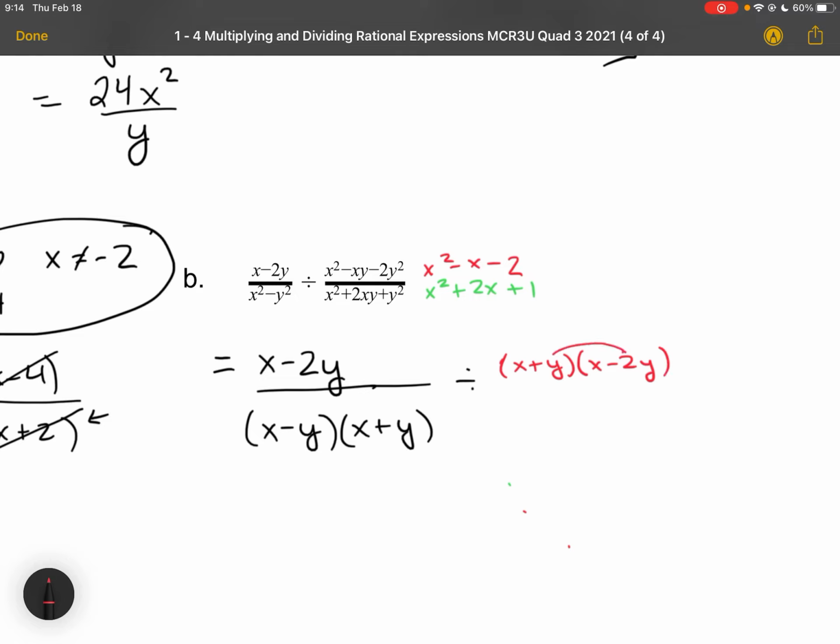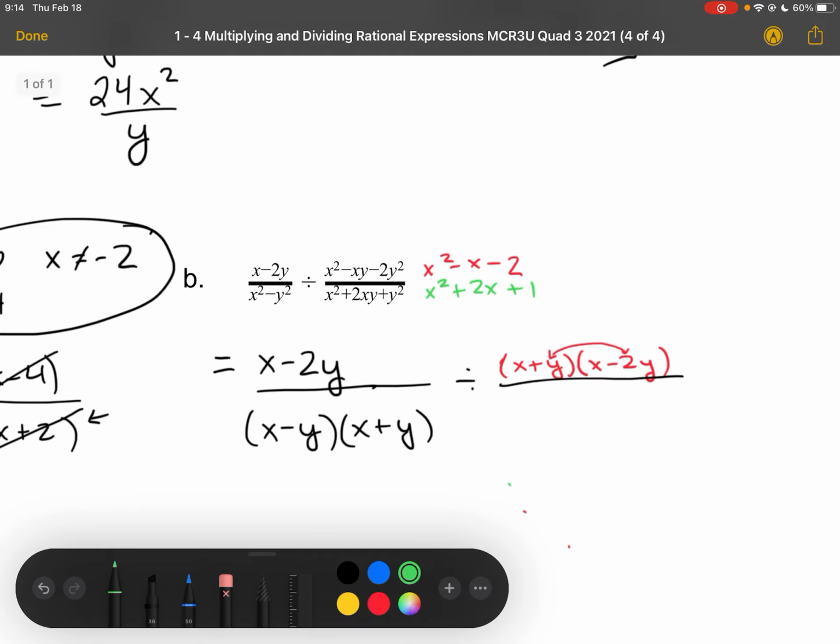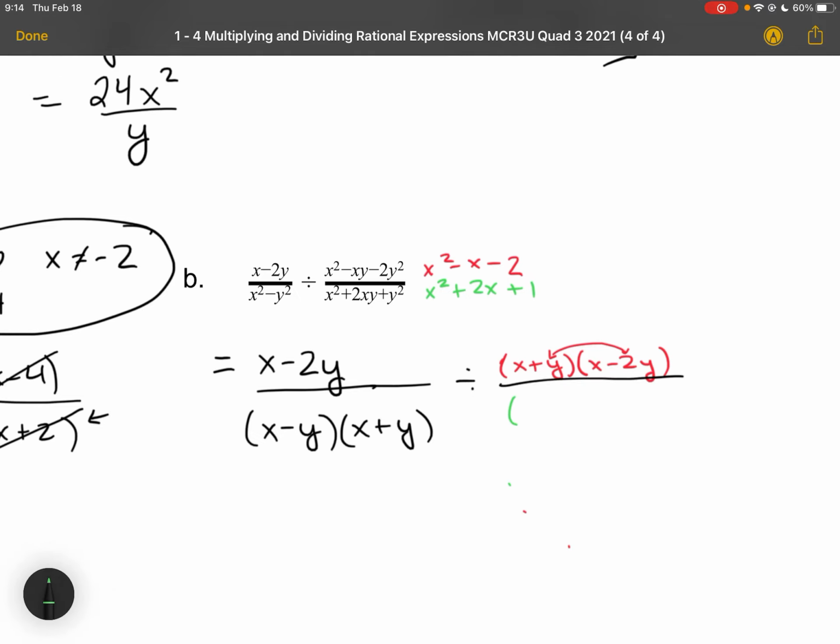Notice my 2 numbers at the end are 1 and minus 2. Those 2 numbers multiply to minus 2 and add to minus 1. On the denominator, I'm looking for 2 numbers that multiply to 1 and add to 2. That happens to be a perfect square trinomial, so x plus y and x plus y.